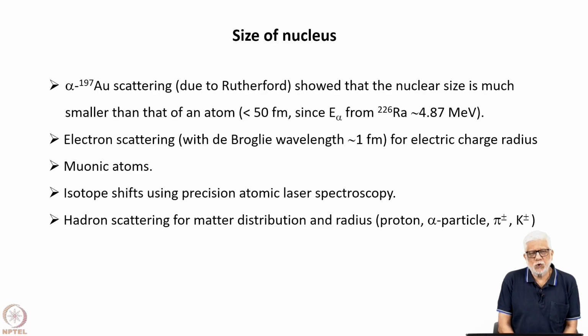One can also measure isotope shifts using precision atomic laser spectroscopy, and finally one can do hadron scattering, protons, pions and so on, to get the matter distribution and the radius. So, initially the radius, and then of course, if you have probes which penetrate a little more, then you can get the matter distribution as well.